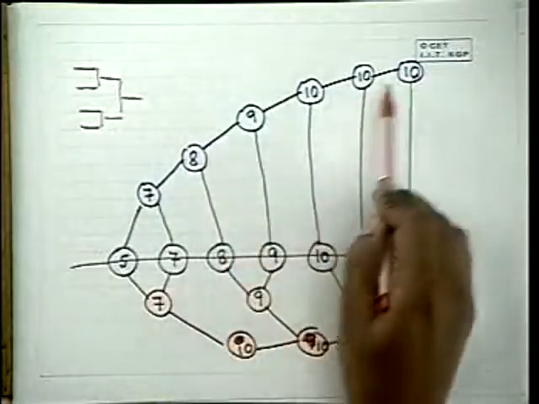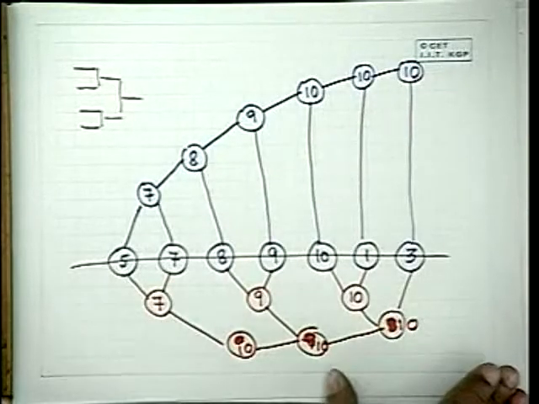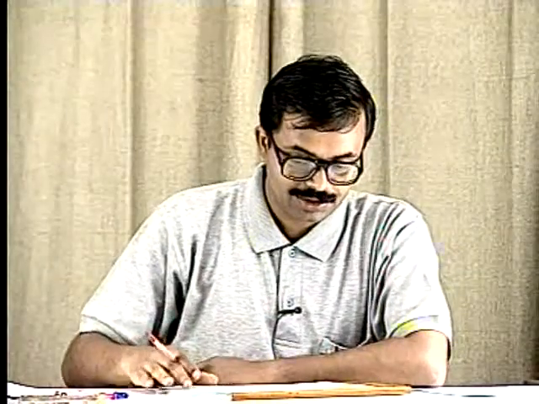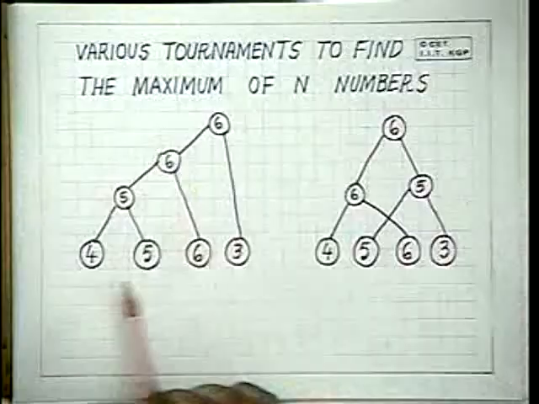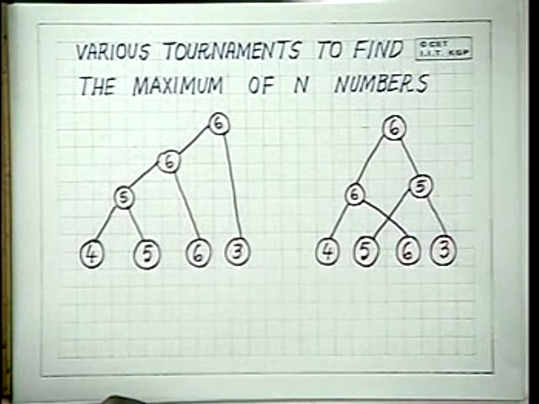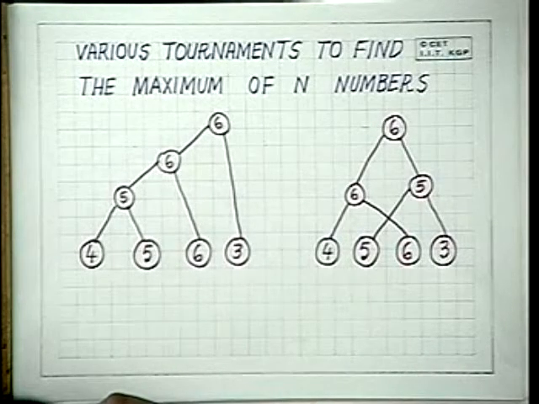So let's see. We can have various tournaments to obtain the maximum of n numbers. And the question is, why did we choose this tournament and not any other one? So let's take two solutions side by side, and let's take two tournaments to find the maximum of a set of numbers.